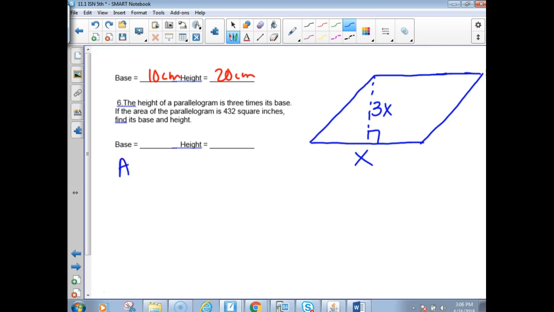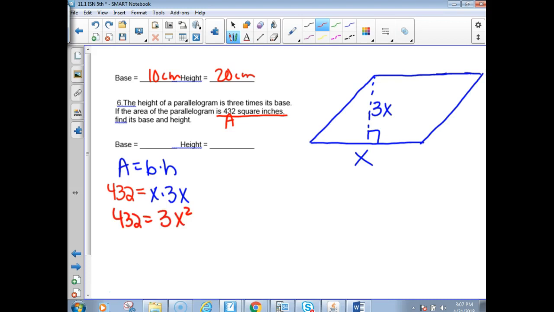The area of a parallelogram is base times height. It says the area is 432. So I'm going to put 432 for A. I'm going to put x for base times 3x for height. So I've got 432 equals 3 times x squared. X times 3x would be 3x squared. What am I going to do now?